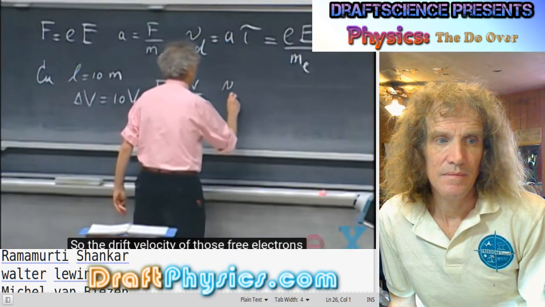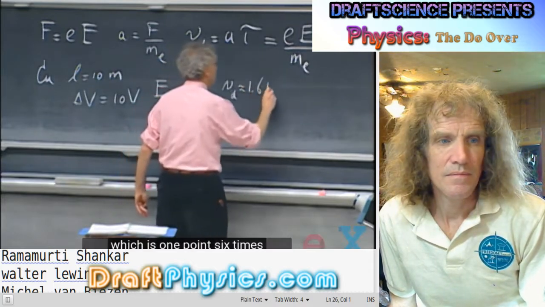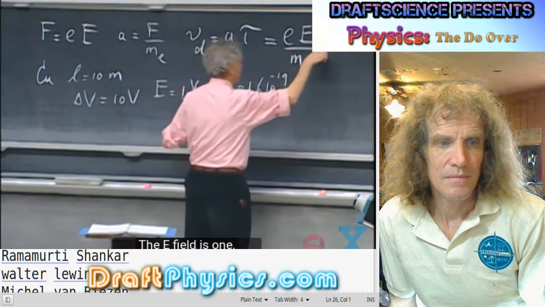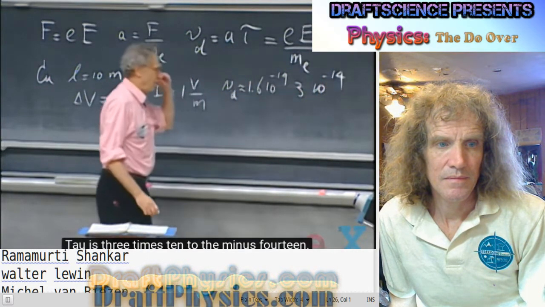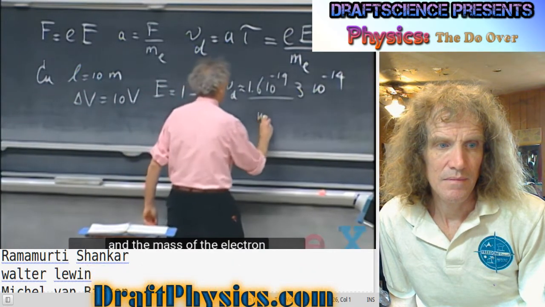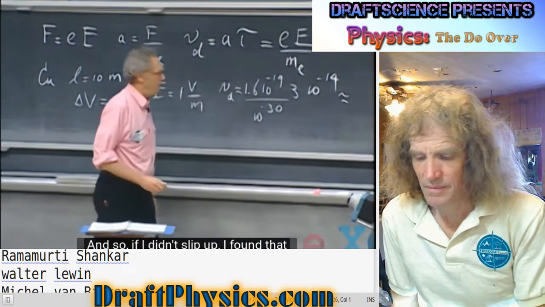And so I can calculate for that specific case what the drift velocity would be. The drift velocity of those free electrons would be the charge of the electron, which is 1.6 times 10 to the minus 19 Coulomb. The E field is 1, so I can forget about that. Tau is 3 times 10 to the minus 14 as long as I'm at room temperature. And the mass of the electron is about 10 to the minus 30 kilograms. So if I didn't slip up.